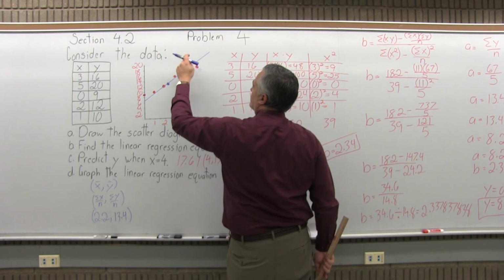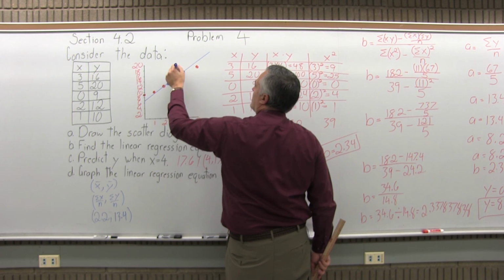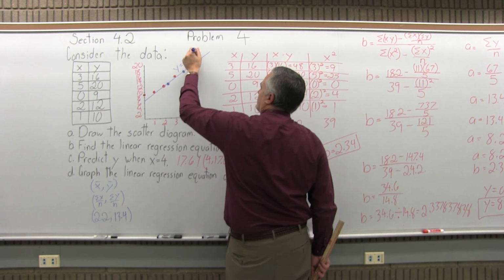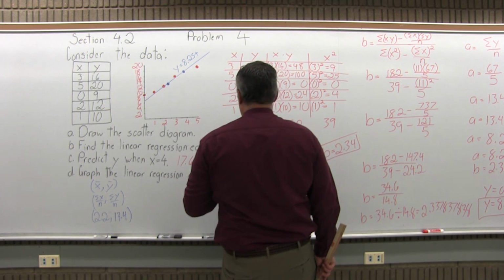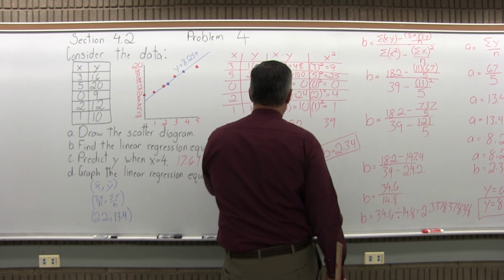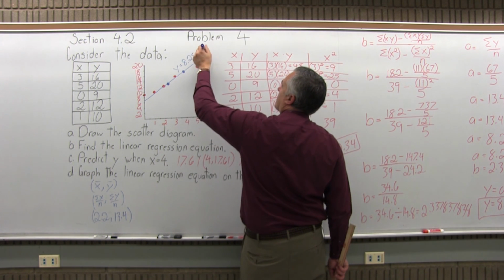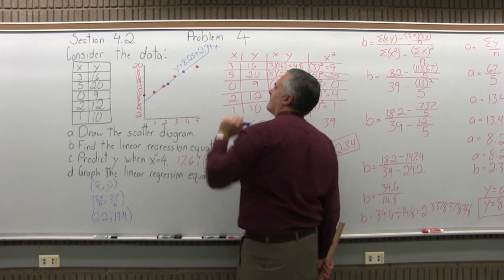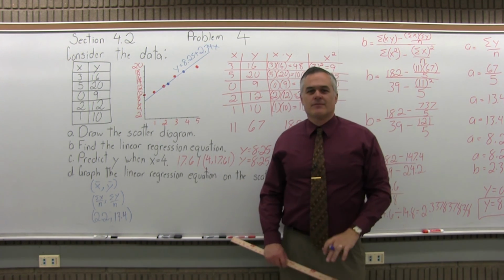And that graphs my y equals a plus bx equation on my scatter diagram. So this line that I've drawn here is the graph of y equals 8.25 plus 2.34x. And that's it.